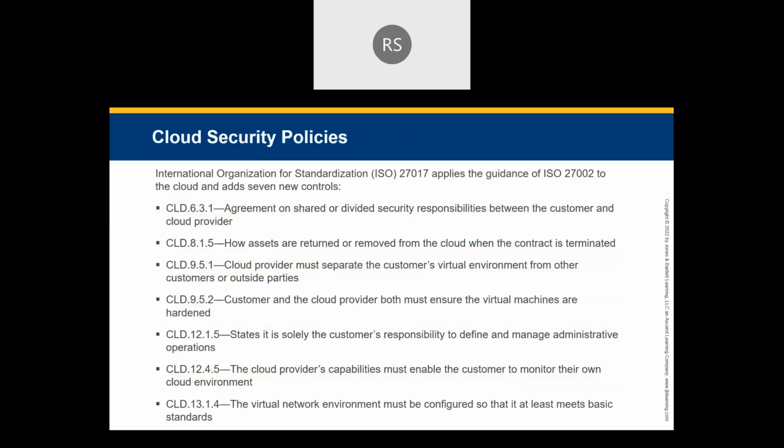In addition to the controls outlined in the ISO 27002, the ISO 27017 also introduces 7 new controls that are specifically relevant to cloud computing environments. These additional controls aim to address the unique risks and challenges associated with cloud services.